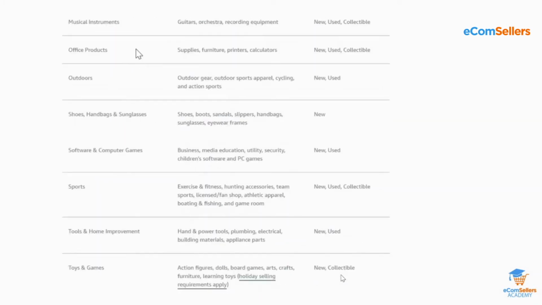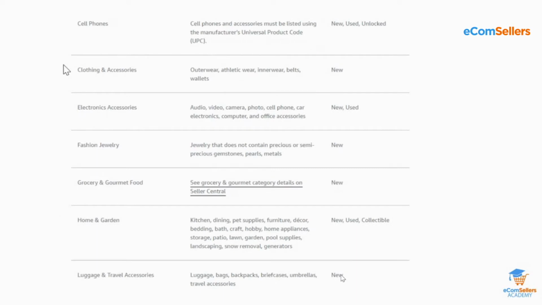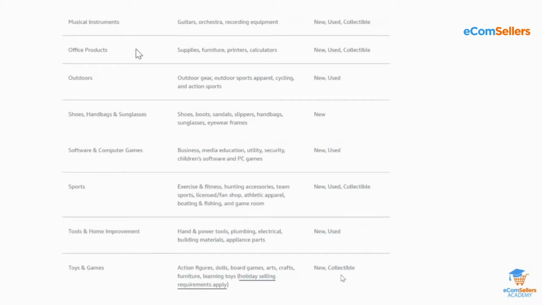And then, sorry, I moved ahead. Luggage and travel accessories, you can sell those as new. Again, there are going to be some specific brands. Musical instruments, you can sell them as new, used, or collectible. Office products, new, used, or collectible. And make sure that if you're selling office products as used, it makes logical sense. Don't sell a ream of paper as used.